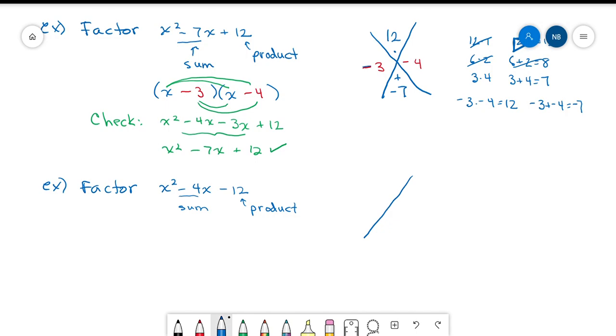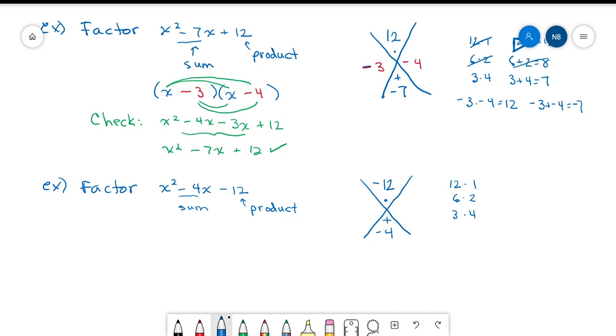So we can use the big X if you want. The constant term negative 12 goes at the top, and the middle term, the middle coefficient, negative 4, goes at the bottom. So we need factors of negative 12 that add up to negative 4. Now, just ignoring the negative for a second, we have 12 and 1, we have 6 and 2, and we have 3 and 4. Those are pairs of factors of the number 12.